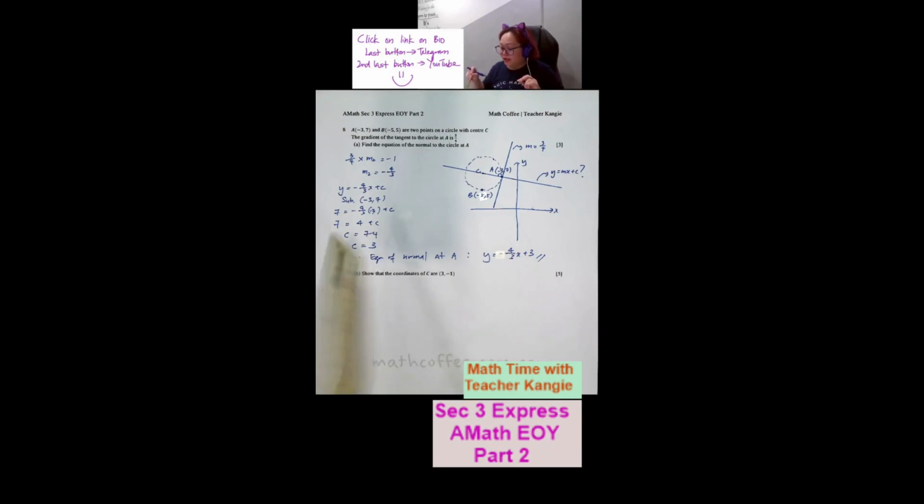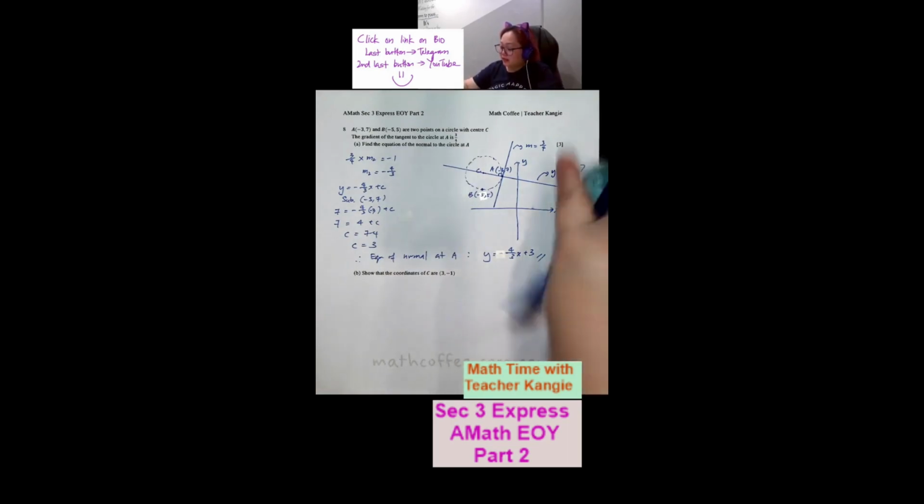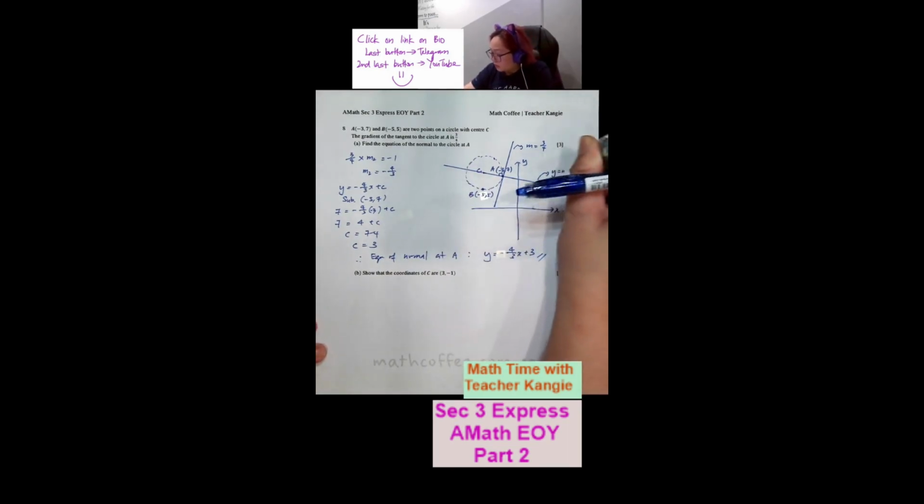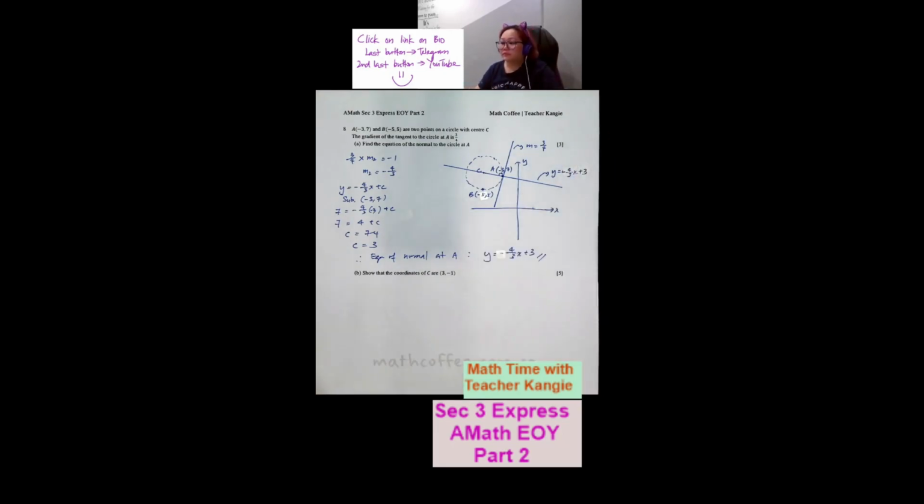So now let's take a look here. Show that the coordinate of C is 3 and -1. C is the center. Okay. So now since I already have this equation, I'm going to just replace this with the actual equation, -4/3x plus 3.